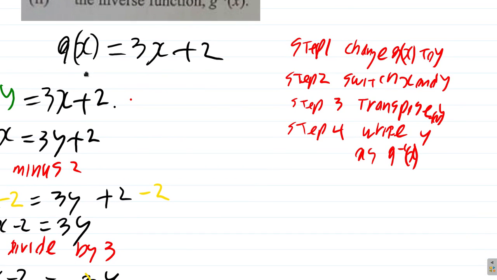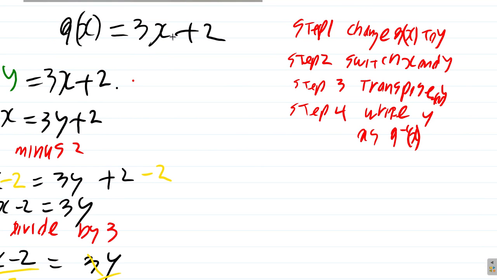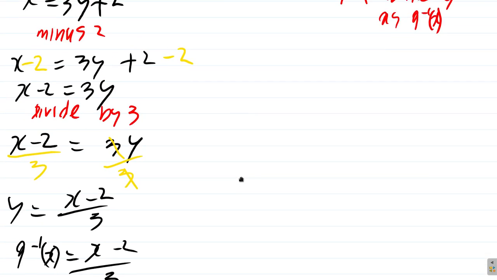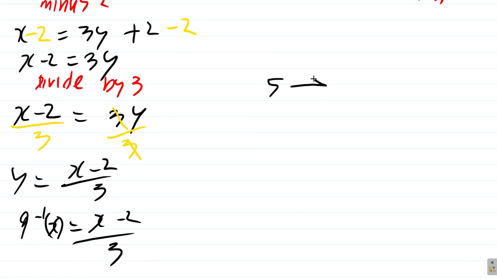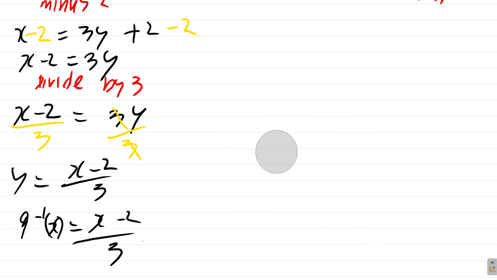You can test it out too, you know. Suppose you put 5 into the original function. What do you get out? 3 times 5 is 15. 15 plus 2 is 17. So you put in 5 and get 17 from the original. Let's put 17 into the inverse and see what we get out. 17 minus 2 over 3 equals 15 over 3, which is equal to 5. So it works. That is the inverse function.